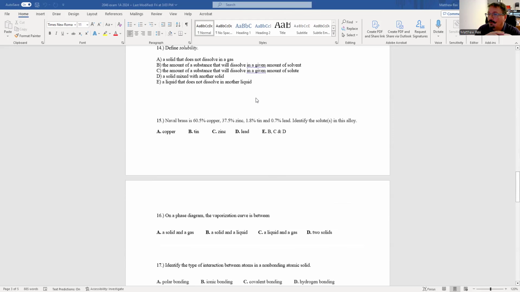15. Naval brass is 60.5% copper, 37.5% zinc, 1.8% tin, and 0.7% lead. Identify the solute or solutes in this alloy. So this is, again, a solution. It's an all-solid solution in this instance, but the solvent is our majority component, which would be the copper. It's present in the largest amount. And then everything else in this instance would be a solute. So that would be zinc, tin, lead all together. So the answer there would be E, which are B, C, and D.